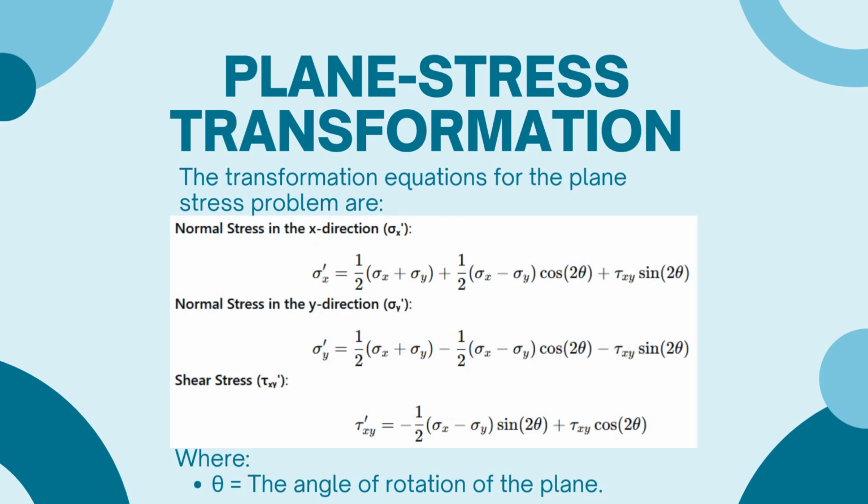In this slide, we see the transformation equations for the plane stress problem. These equations are used to calculate the normal and shear stresses at a new orientation of the plane. The equation for normal stress in the x direction, sigma x prime, is a combination of the normal stresses in the x and y directions, along with the shear stress, all rotated by an angle theta. Similarly, normal stress in the y direction, sigma y prime, is calculated using the same principles.